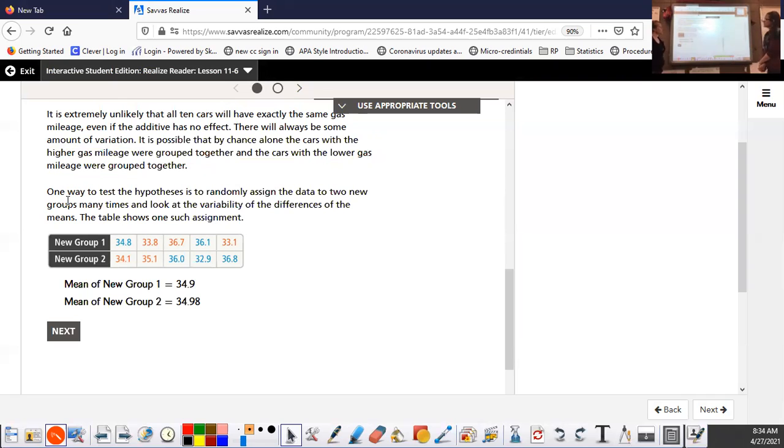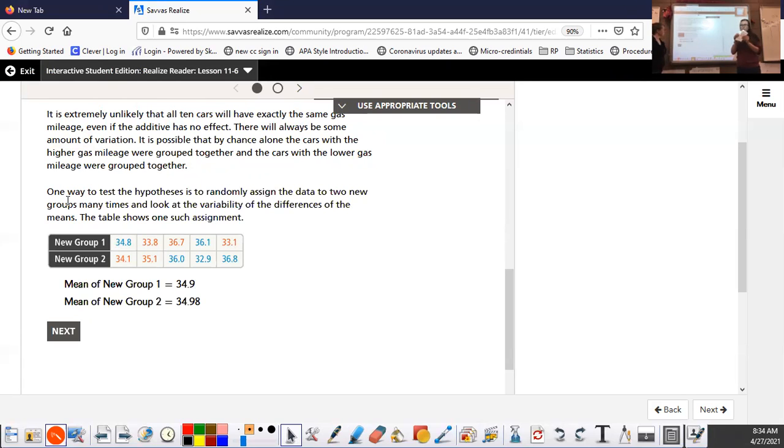So one way to test it is to randomly assign the cars into new groups several times. We'll do a little activity in class and have you do this several times and find the difference, not based on the additive, but just based on grouping. Like if we hadn't even had the additive involved, what would the most common difference be?